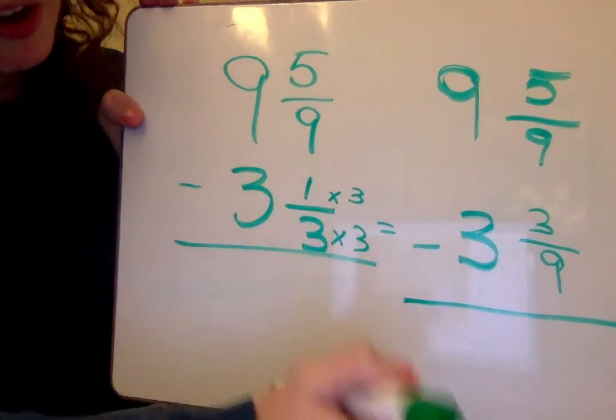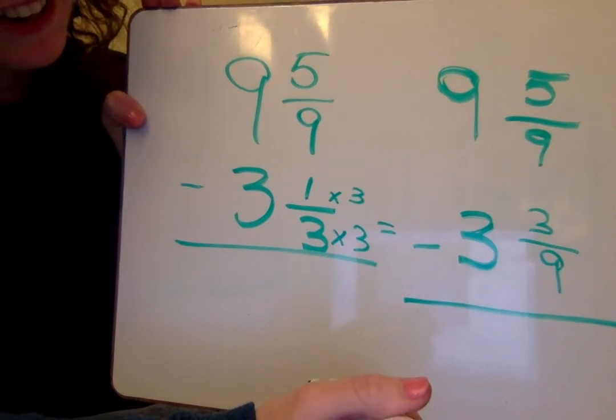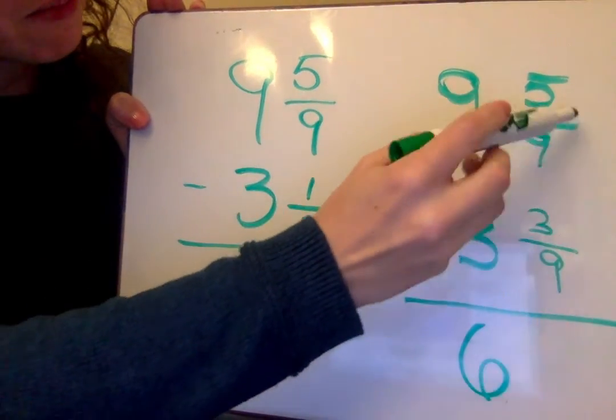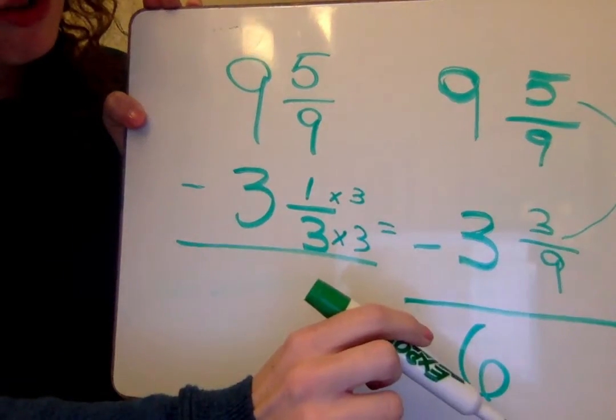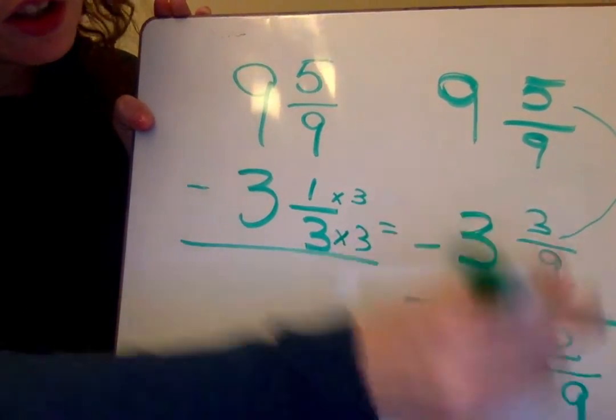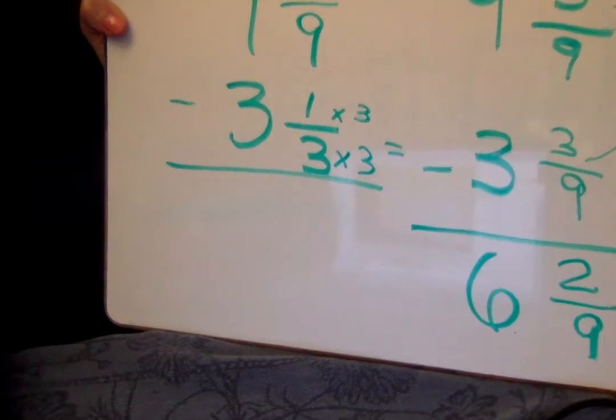9 minus 3 is what? I know you can't answer me. 6. Okay. 5 minus 3, because remember, we're subtracting our numerators. So 5 minus 3 is 2 over 9. And that's it.